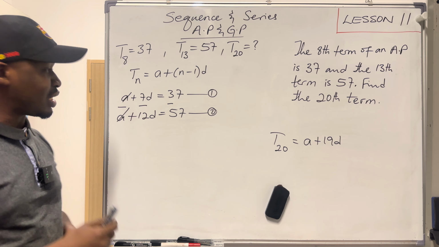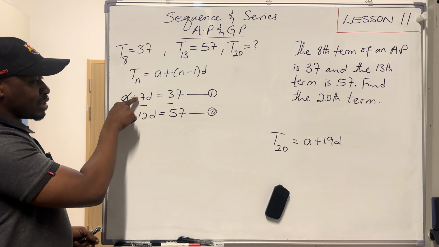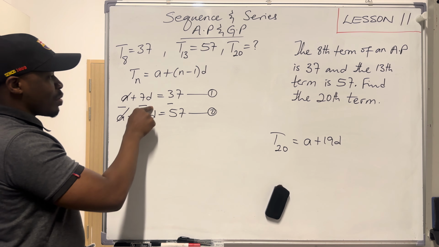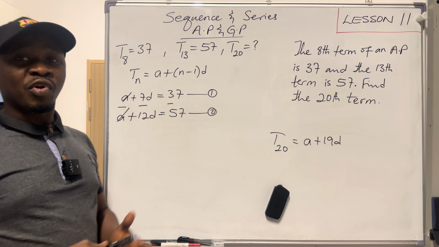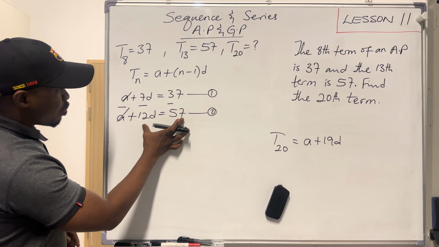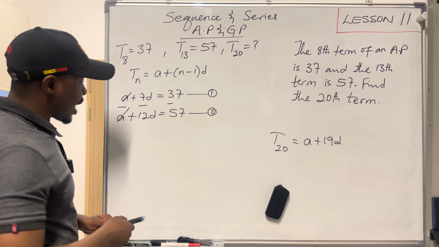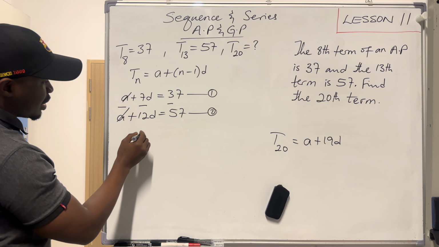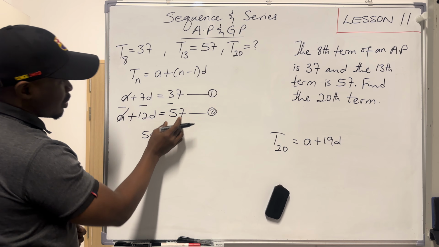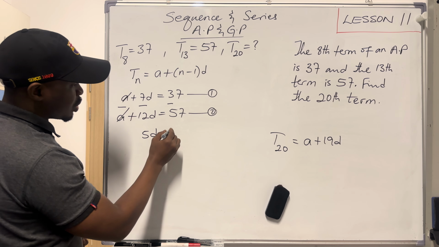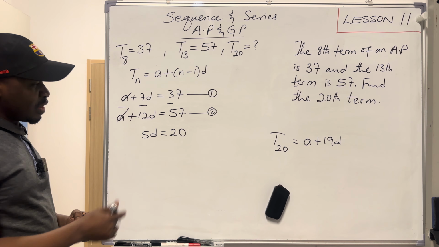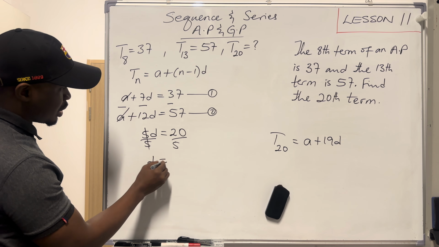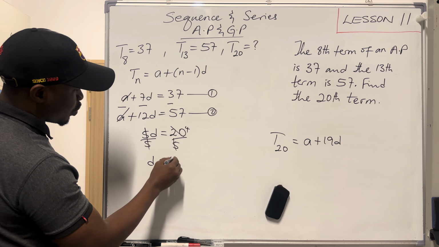But what you cannot do is interchange within the subtraction; you must follow one way consistently. Because equation 2 has bigger numbers, we say equation 2 minus equation 1. So 12d minus 7d is 5d, and 57 minus 37 is 20. We need d, so divide by 5 on both sides. So d is 20 divided by 5, which is 4. So d is 4.